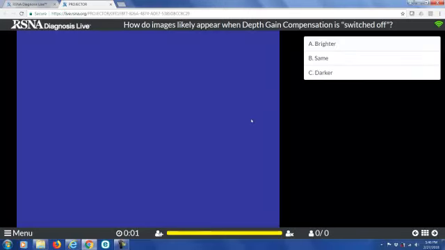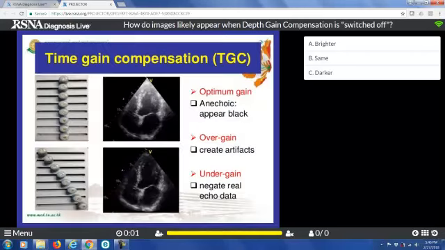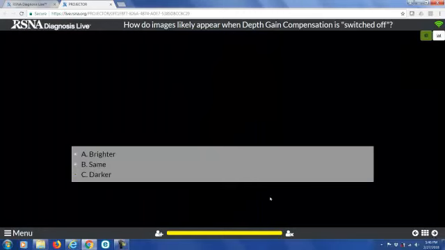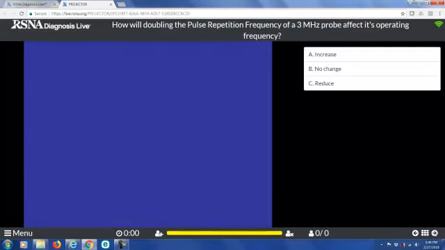How do images likely appear when depth gain compensation is switched off? It is sometimes known as time gain compensation or swept gain. Will they look brighter? Will they look pretty much the same, or will they look darker? So I'd like you to pause your videos, and the correct answer is when you switch the time gain compensation off by moving these toggle switches to the left, the image will look darker. That's what the time gain compensation essentially does. So the correct answer is darker.